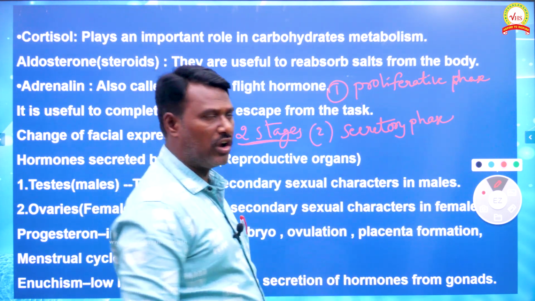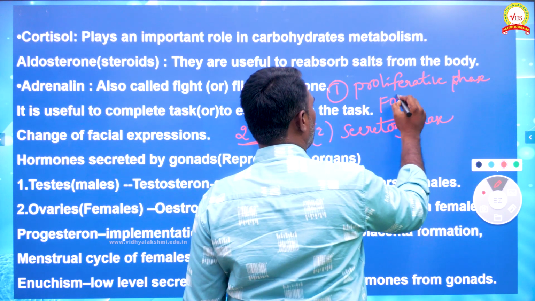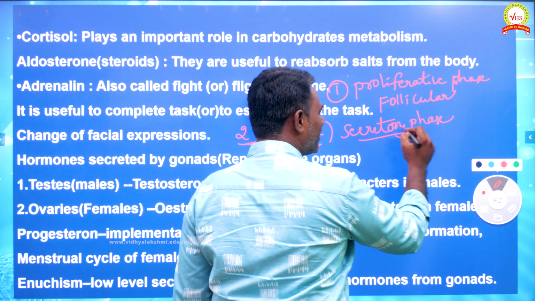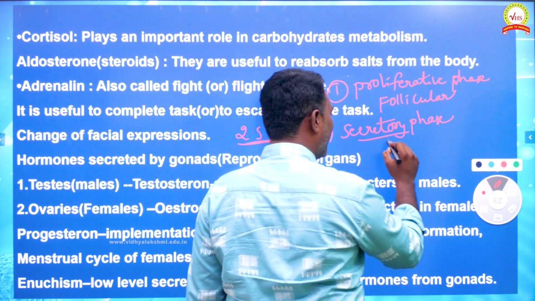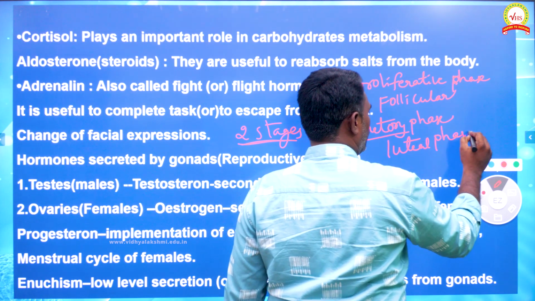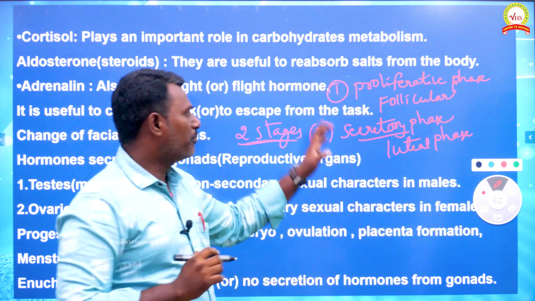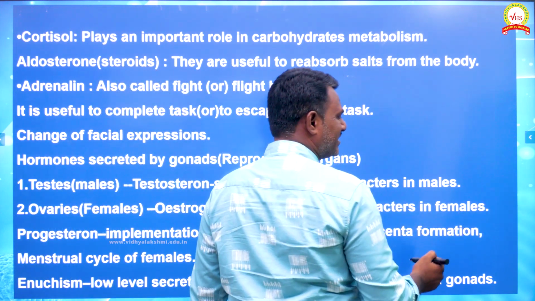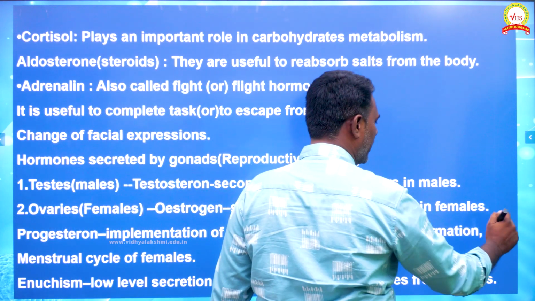The proliferative phase we can also call the follicular phase. The secretory phase we can also call the luteal phase. So: follicular phase, luteal phase, proliferative phase and secretory phase. Now let us see what changes we observe in the proliferative and secretory phases.